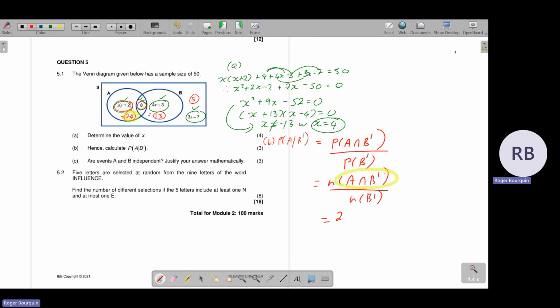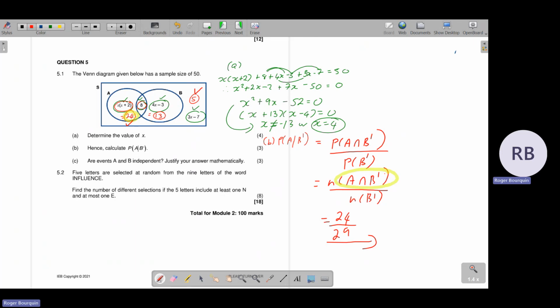So that would be 24. And the things not in B are 24 plus 5 is 29. So I get 24 over 29. Yep. Which is correct.